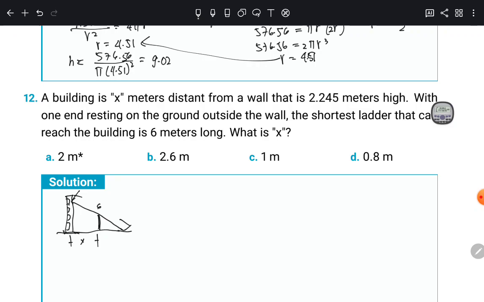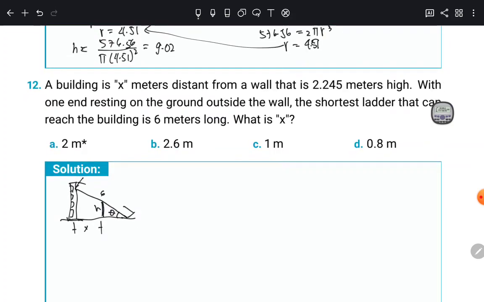So the shortest ladder that can reach the building is 6 meters. So this is the shortest ladder that can reach this point on the building. Now, what should be the value of x if that ladder is the shortest? That's the question. To solve this, we can call this one h, the height of the wall. Then we can call this angle theta. So from trigonometry, we can call this one L. L equals 6.